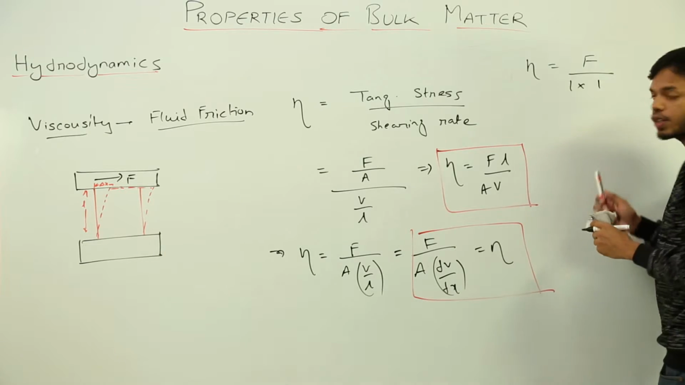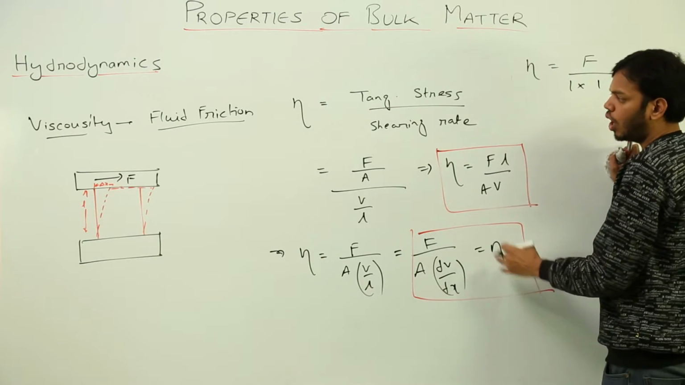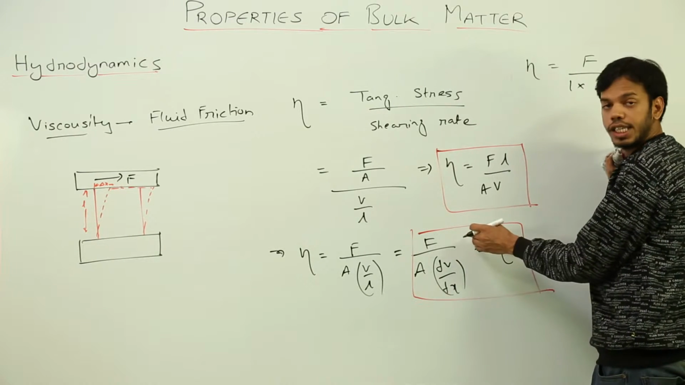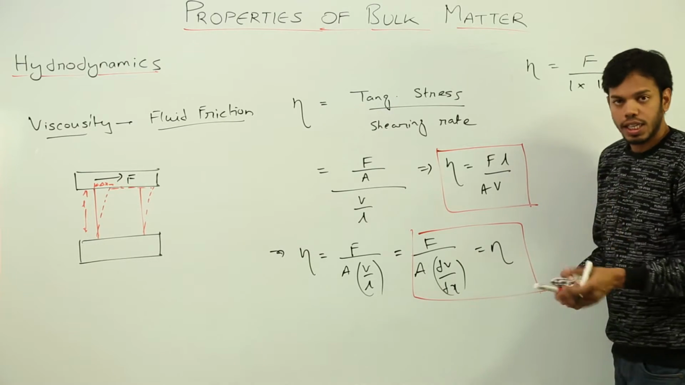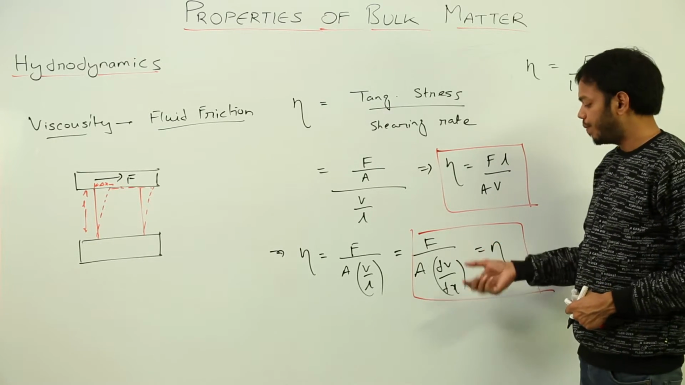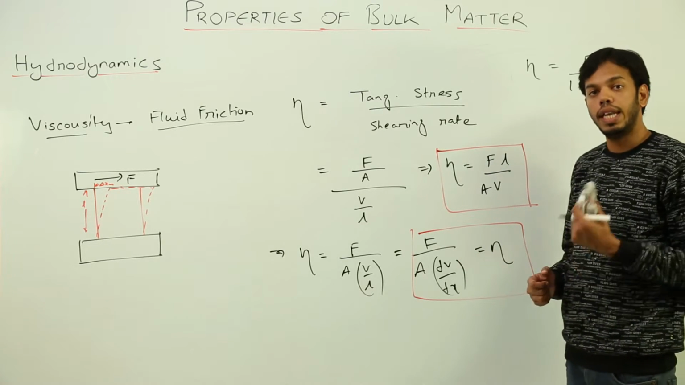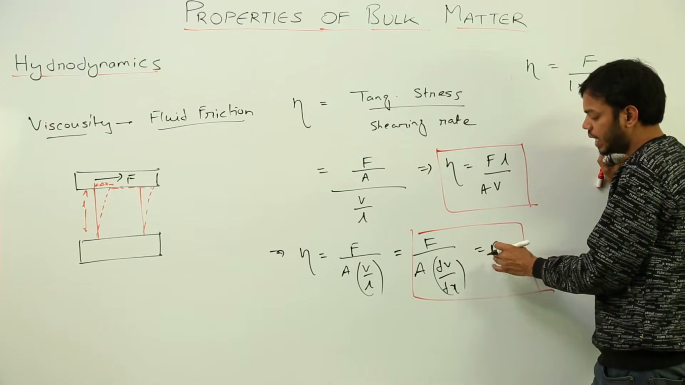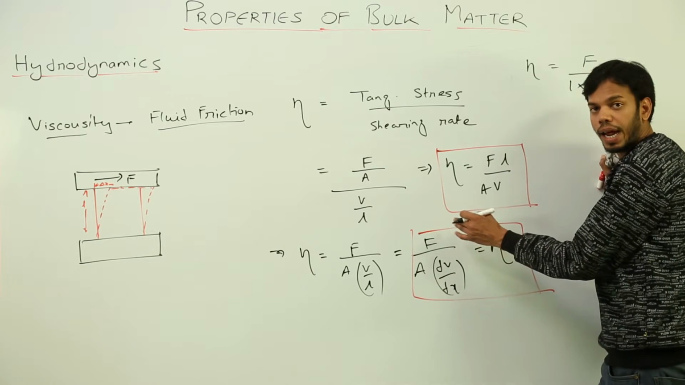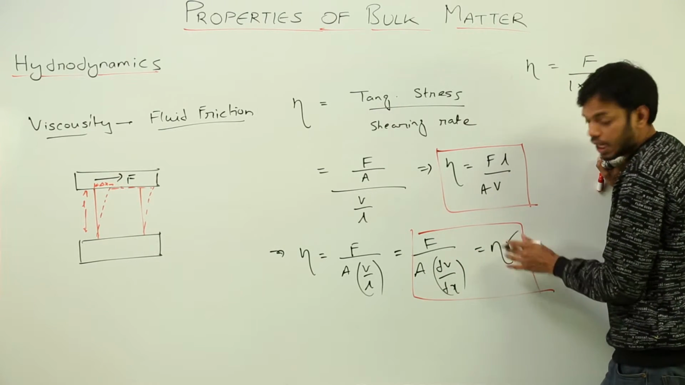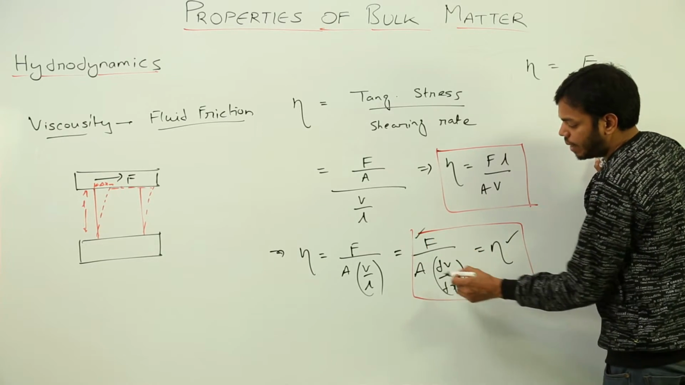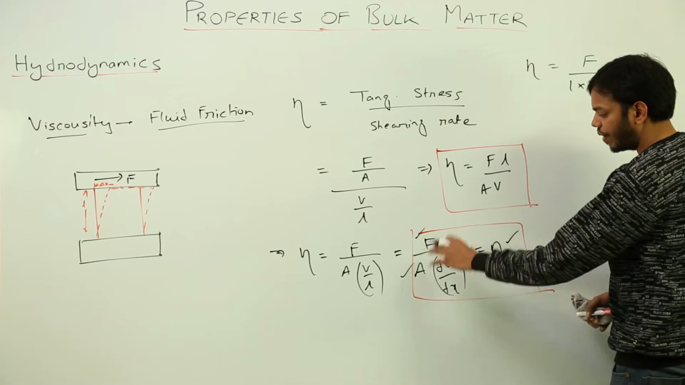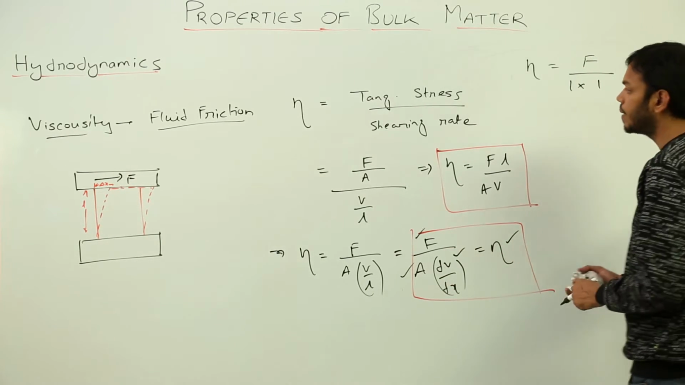So how would I define viscosity from this formula? Viscosity of a fluid is equal to the tangential force applied such that the velocity gradient, or rate of change of velocity with respect to length, is 1. In simpler words, viscosity is defined as the tangential force applied per unit area of a fluid so that the velocity gradient becomes unity, right? We have taken all the terms into consideration. This is how you define it.